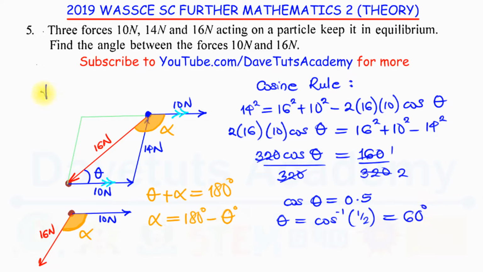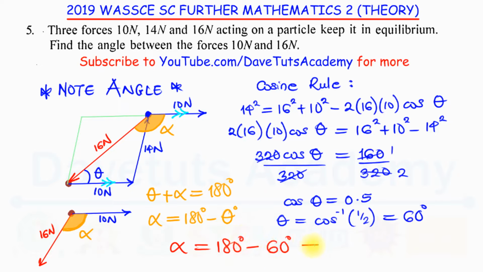nobody asks us to find theta. So note where the angle is not just at 60 degrees, just like I explained before. The angle is actually the angle alpha, and from the foregoing we have said that alpha is defined as 180 minus theta, and theta we have obtained to be 60 degrees. So alpha is 180 minus 60, which is 120 degrees.